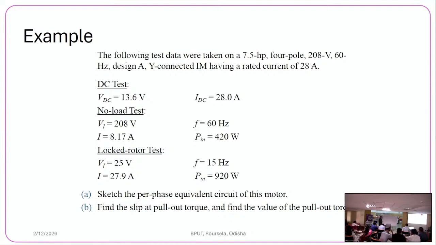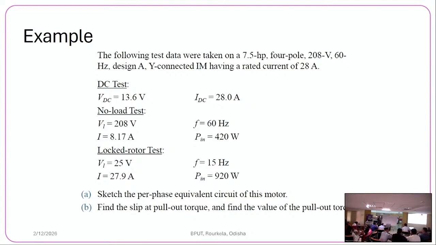So this is the equivalent circuit for the blocked rotor test. Z1 is V1 by I1. V1 is the per phase voltage, 25 by root 3, and I1 is 27.9. So you get Z1, and Z1 has two components: R1 plus R2 dash, and X1 plus X2 dash.